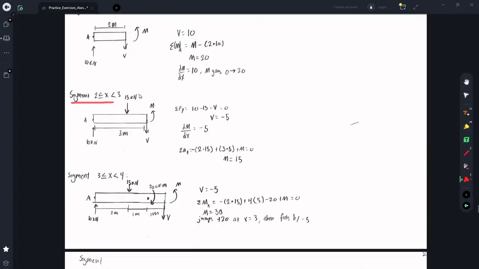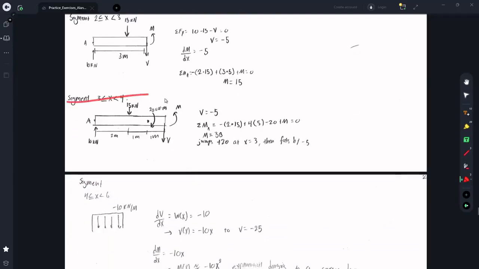The next segment is still from A, but it's from x equals 2 to x equals 3, like how long this distance is. Doing the same thing, I summed the forces in the y direction and got the shear is equal to -5 now. For the moment, I solved for it over here the same way as always, and I got 15. Its derivative is going to be the shear, which is -5. So we expect the moment so far to go up from 0 to 20 and then start linearly decreasing to 15.